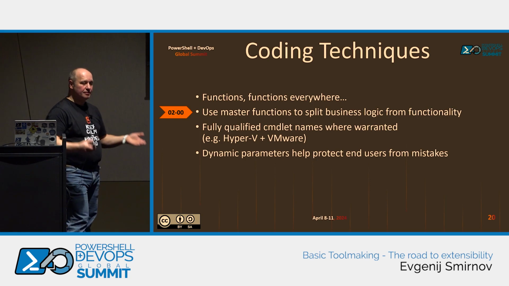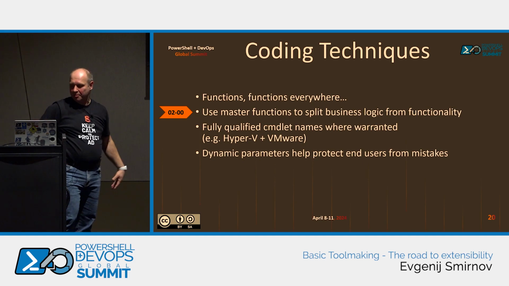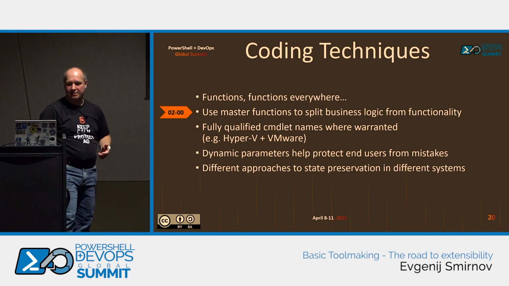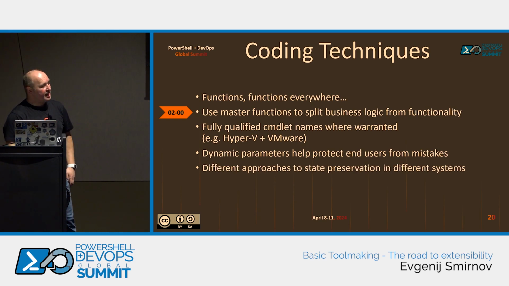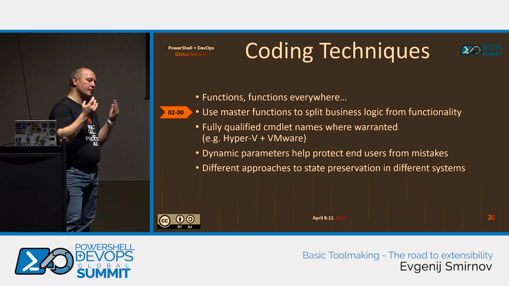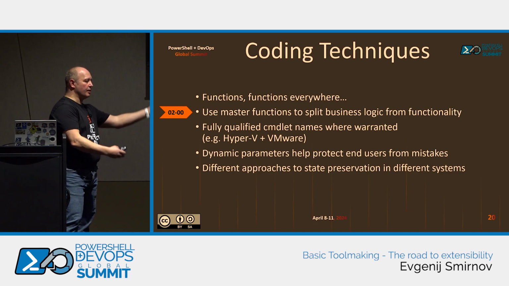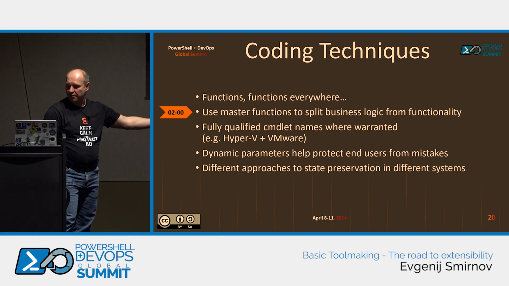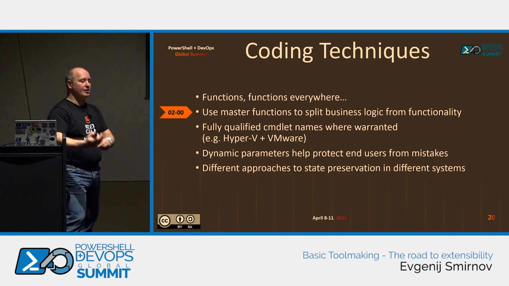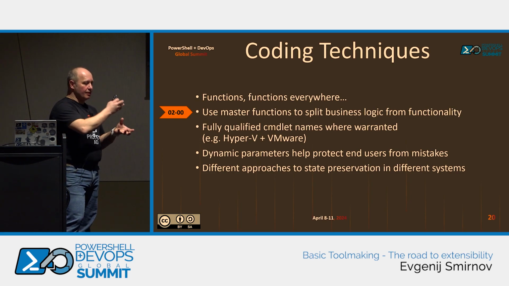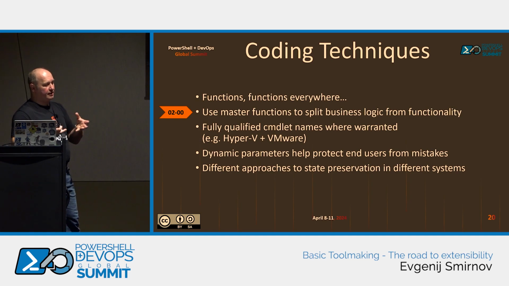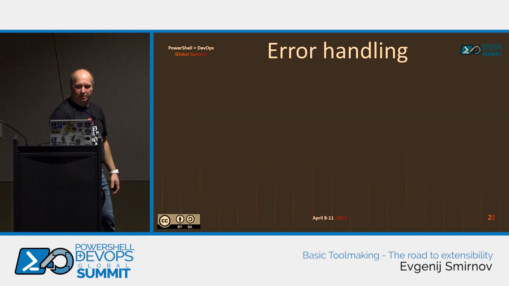Dynamic parameters, again, to protect the users from making mistakes in calling your tool as it grows in functionality, protocols, and targets. And state preservation, again, Hyper-V and VMware, a very good example. With Hyper-V, you just shoot the commandlets against the Hyper-V host to achieve things. With VMware or SQL, for instance, you have to establish a connection and then you reuse that connection. So you might want to have a way to transport the state across the separate functions in your module.